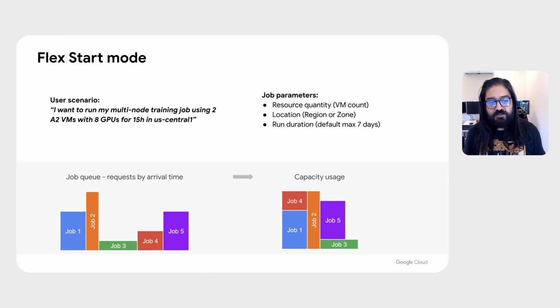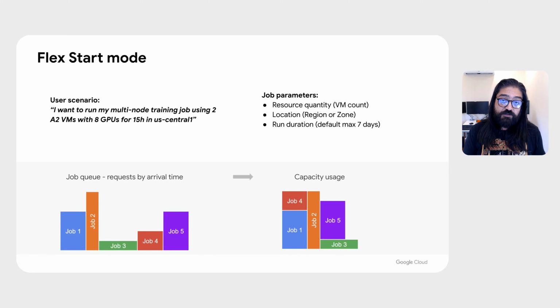Let's take a look at the flex start mode in a bit more detail. Say as a user, I want to run a multi-node training job using two A2 VMs with eight NVIDIA A100 GPUs each for 15 hours in the US Central 1 region. And there are many other jobs like this with various requirements on the resources as well as the time that they would require to process.